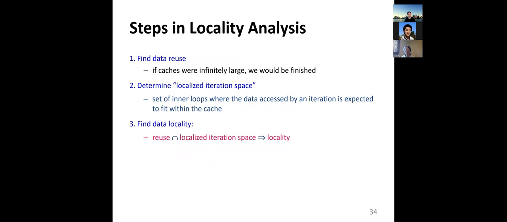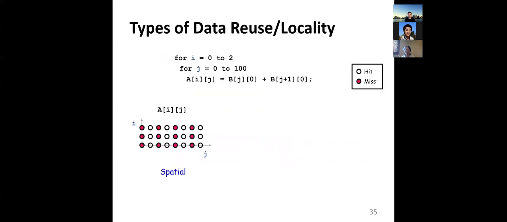So what we do then, we find the intersection between the reuse and that localized iteration space, and that's our locality. So the reuse by itself doesn't guarantee us anything, as I said, right? We need to find the way to exploit it. So let's look at the example how that works in practice.